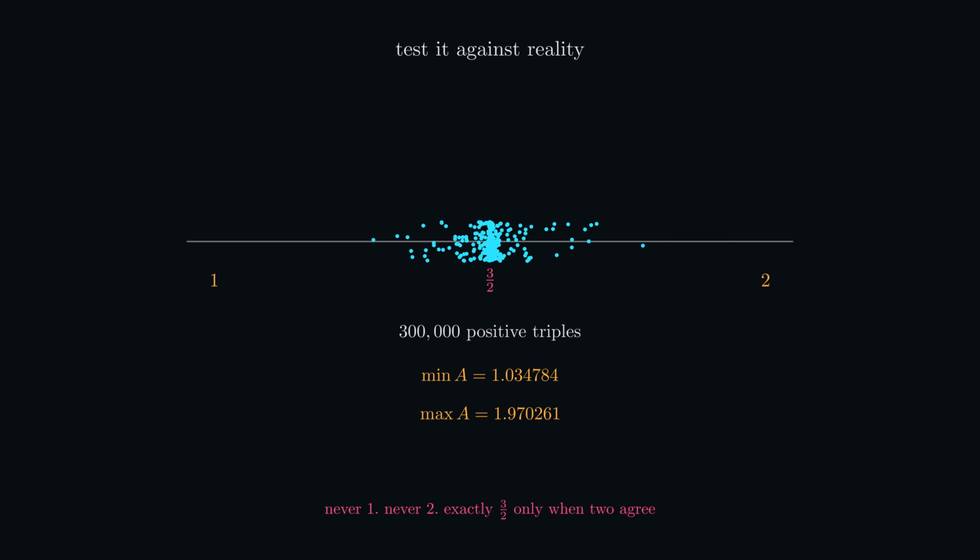Never at 2. Push the ratios to extremes and you can drive A as close to either end as you like. With the letters in the ratio 1 to 1,000th to 1,000,000th, A reaches 1.998, but it never arrives. The interval is open, exactly as both proofs said. And when we force 2 of the 3 numbers to be equal, A returns 1.5000000000 to every digit the machine will print.